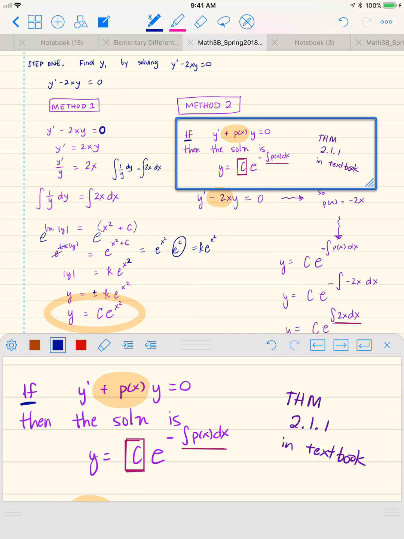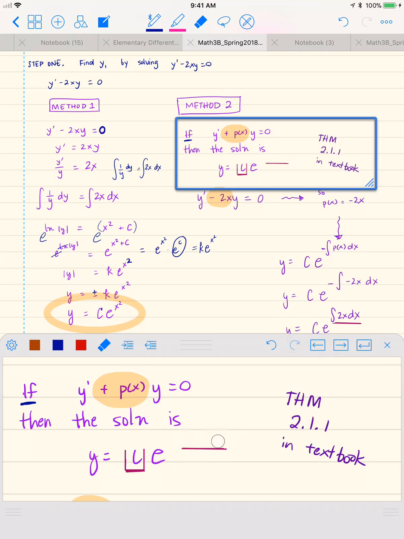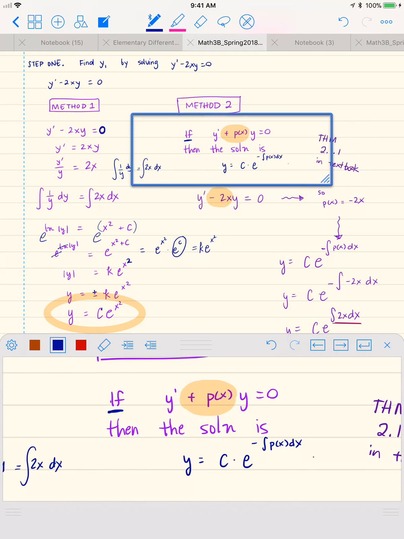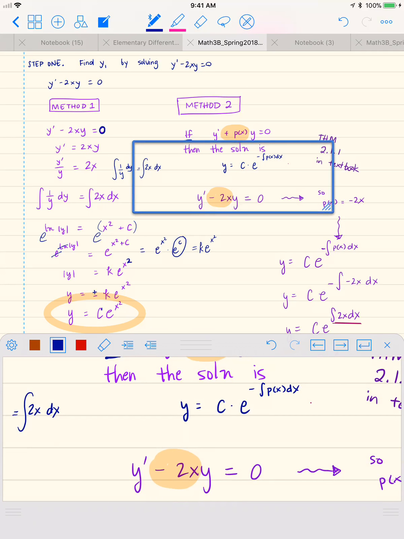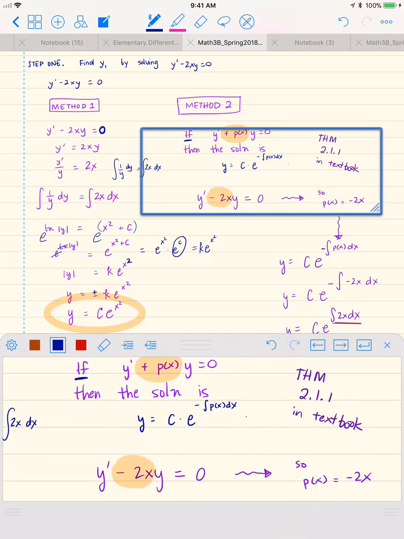It says if y prime plus p of x y equals 0, then the solution, let's write this a little neater, is y equals a constant times e to the negative integral of p of x dx. And again, this is theorem 2.1.1 in the textbook. So the way we would apply this theorem is we would say, first of all, we've got to figure out p of x. Now look at this.